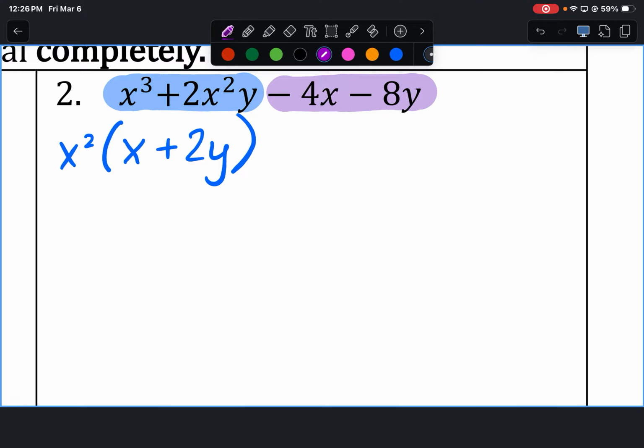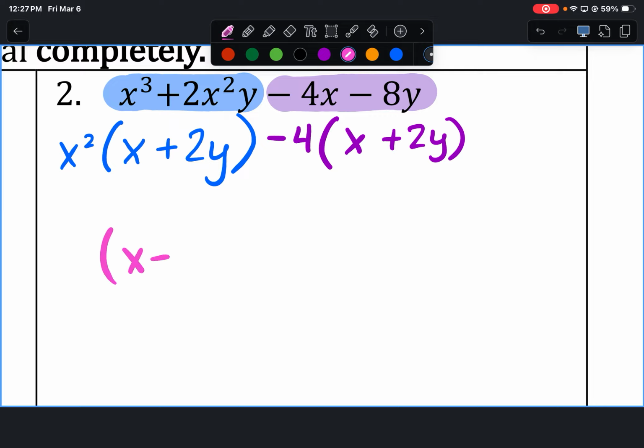Perfect. Now for the second half of this, we have negative 4x minus 8y. It starts with a negative, so our GCF is going to be negative what? 4. So if we take out a negative 4, what is negative 4x divided by negative 4? X plus 2y. Now, what part is the same here? And what part's left over?